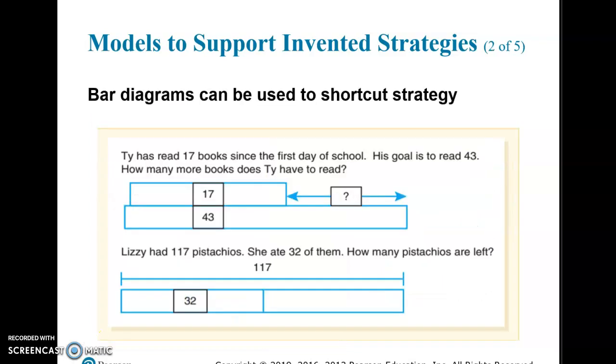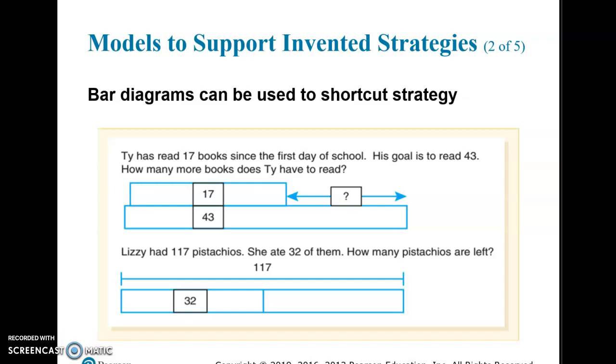Bar graphs can be used effectively to support students' thinking and help them explain their ideas to others. Bar graphs work particularly well for contexts that fit a comparison situation in a part-whole model. The shortcut strategy involves the flexible adjustment of numbers.